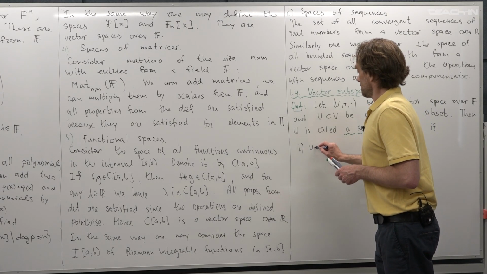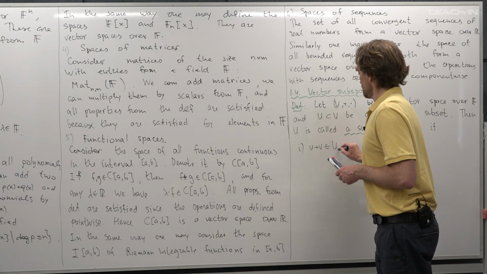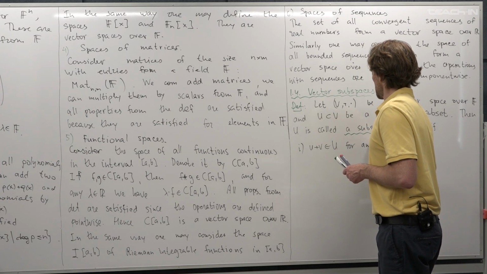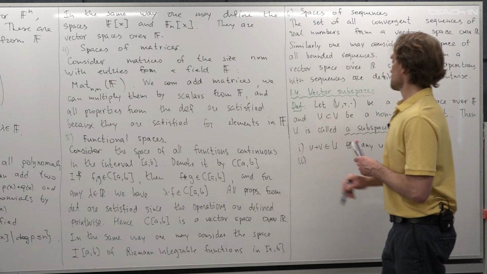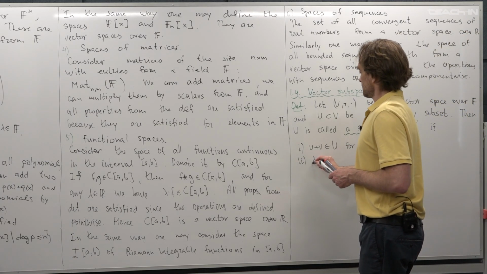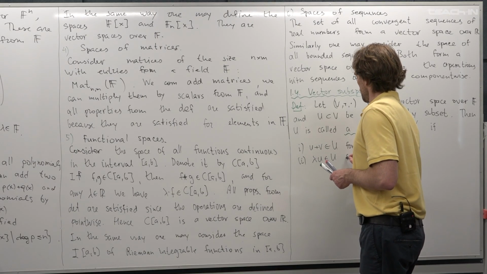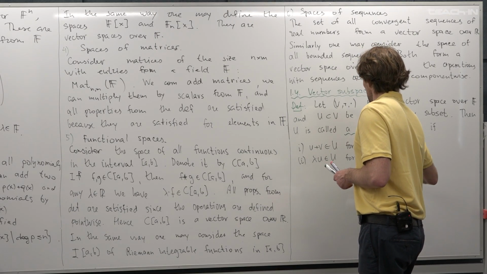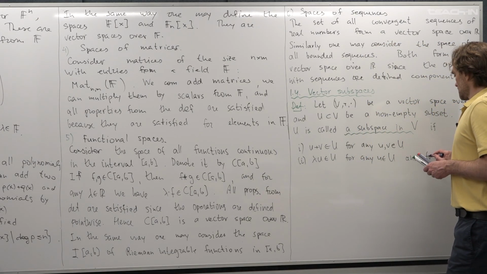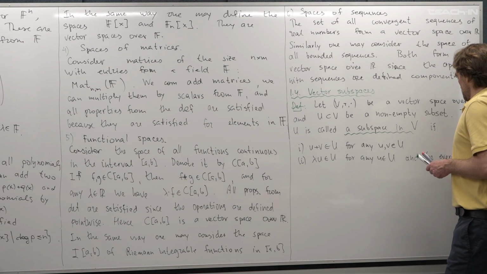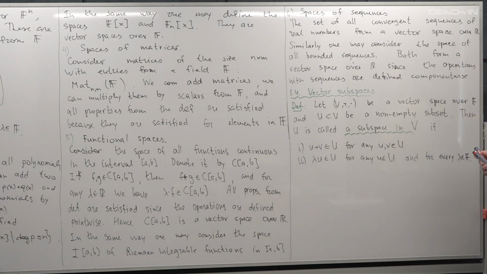u + v belongs to U for any u, v from U, and the second property states that lambda multiplied by u belongs to U for any u from U and for every lambda from the field. So in this case, the subset is called a subspace in V.